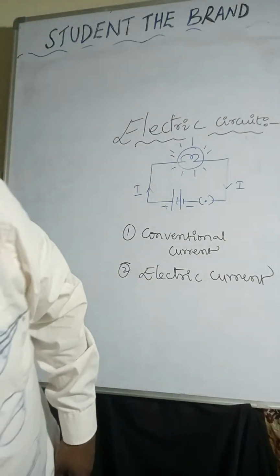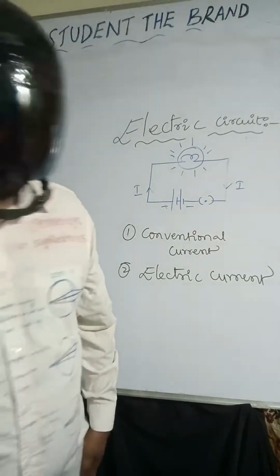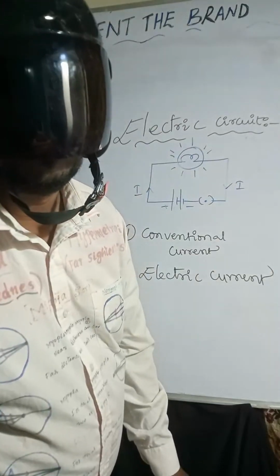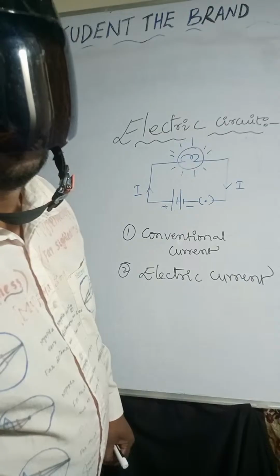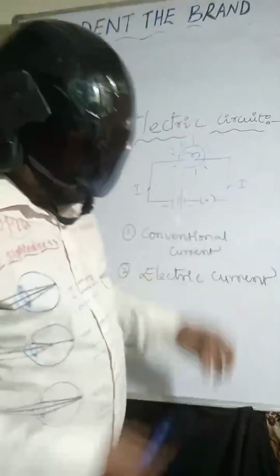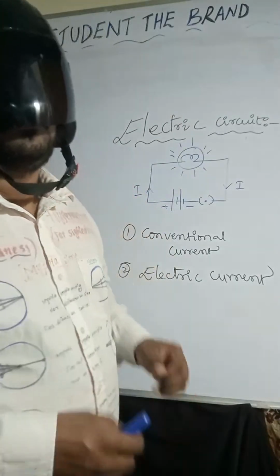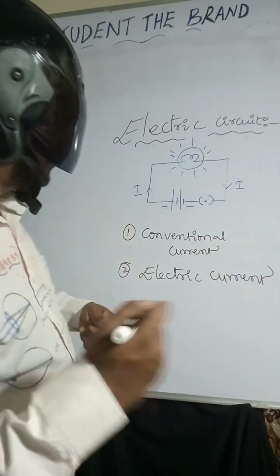Okay, let's start. Conventional current and electric current. So what is a conventional current? Conventional current is nothing but the flow of positive charges. The flow of positive charges is known as conventional current.